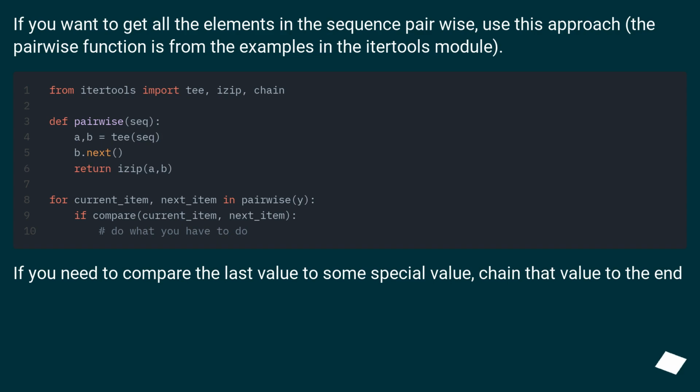If you want to get all the elements in the sequence pairwise, use this approach. The pairwise function is from the examples in the itertools module. If you need to compare the last value to some special value, chain that value to the end.